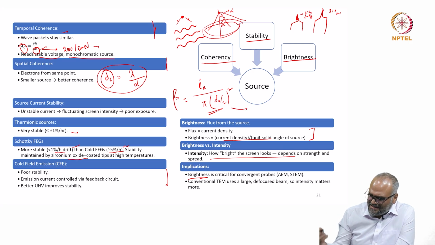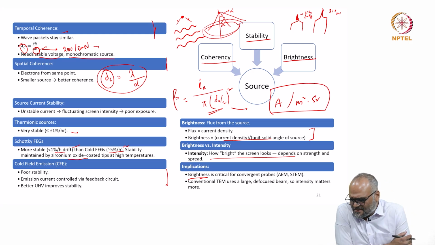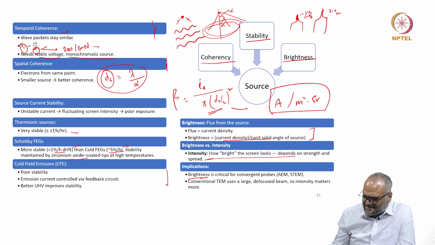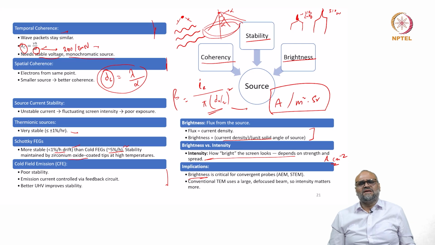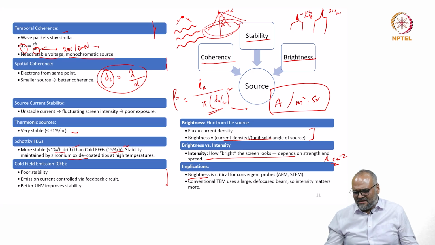This is typically measured in some ampere over square meter steradian. This would be your unit of brightness, whereas when I talk about intensity, I can simply measure it as some ampere over centimeter square. So that is about the parameters and the analytical imaging modes that are affected depending on the quality of the source you are using.